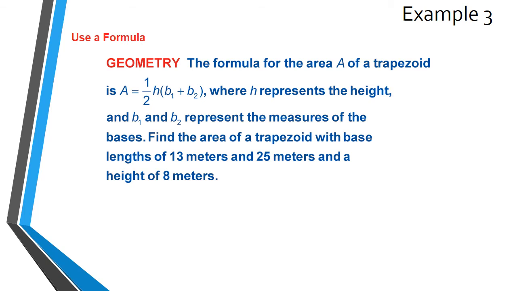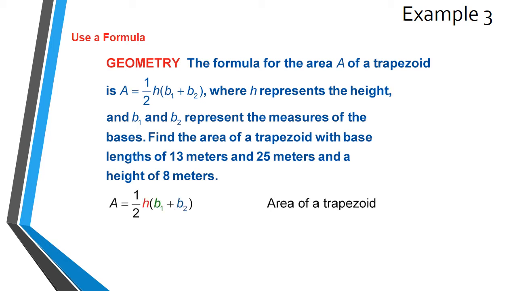All right, so now for a problem with the formula. Geometry. The formula for area of a trapezoid is A equals 1/2 h times b sub 1 plus b sub 2, where h represents the height and b sub 1 and b sub 2 represent the measures of the bases. Find the area of the trapezoid with base lengths of 13 meters and 25 meters and a height of 8.